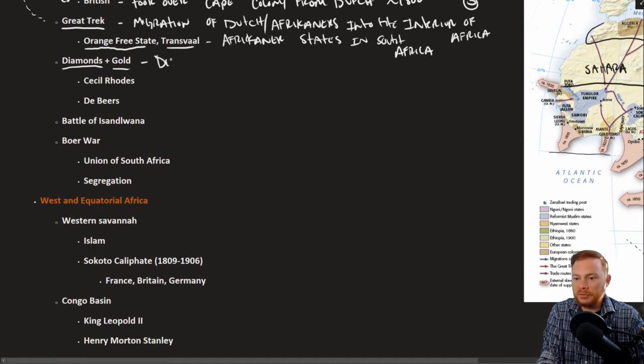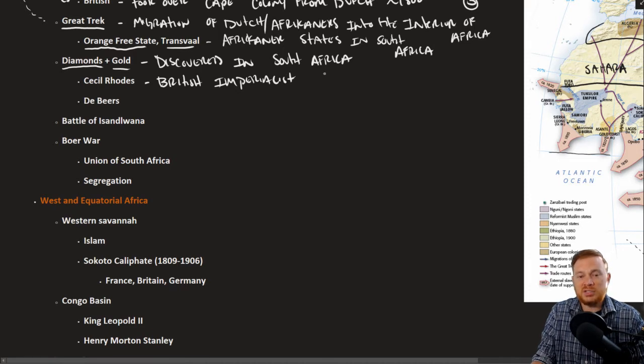However, things got very, you might say, violent after the discovery of both diamonds and gold. So both of these were discovered in South Africa. A British, we'll just call him a British imperialist, Cecil Rhodes. In a lot of ways, Cecil Rhodes represents kind of the British desire to take over the entire world. He was largely an advocate for British expansion into Africa, and especially after the discovery of diamonds and gold, he helped create what is the world's premier diamond company, that is De Beers. So we'll call this a diamond company.